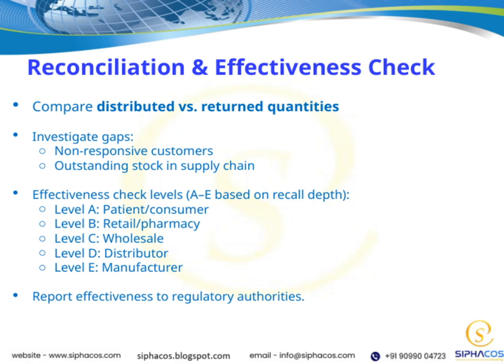This process involves reconciliation, matching what was distributed with what was returned or accounted for, and conducting an effectiveness check to pinpoint where in the chain the gaps are occurring. By doing this systematically, we can improve our overall supply chain integrity and ensure the safety and availability of products at every level.